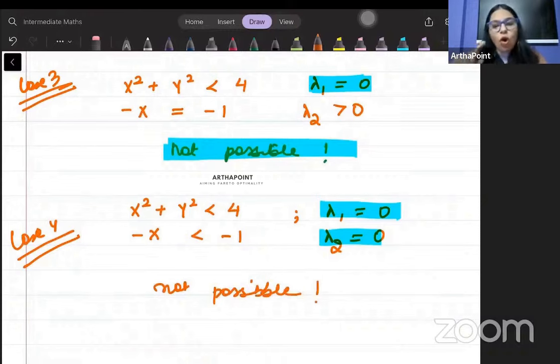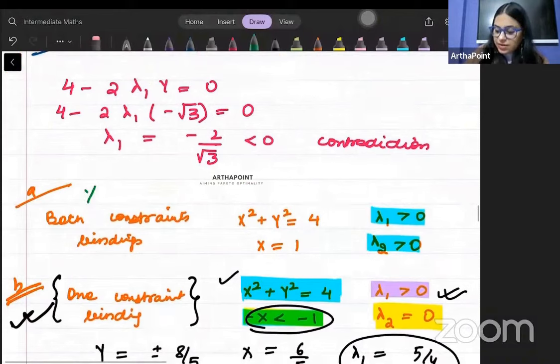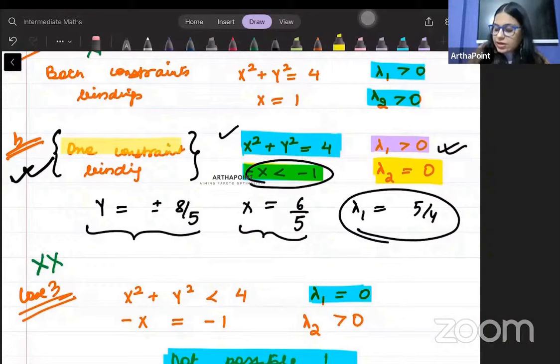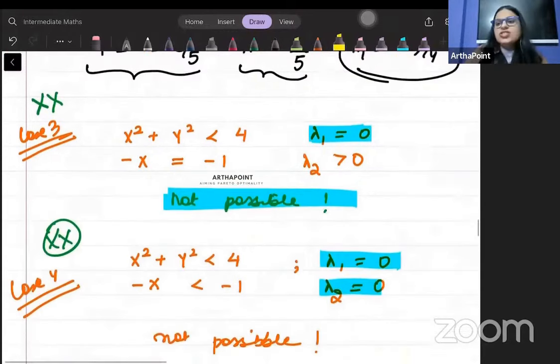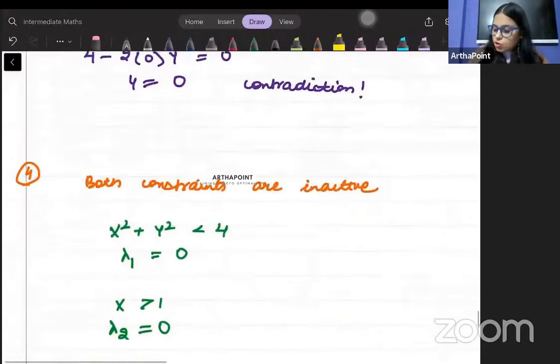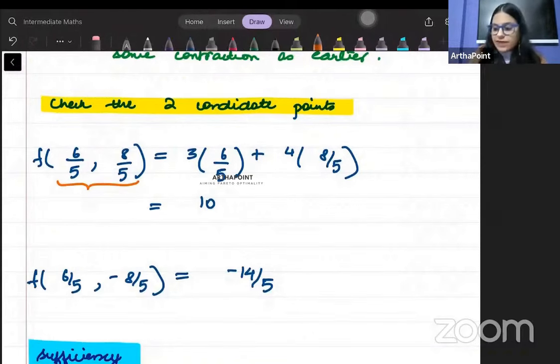So we have checked all permutation and combination and we have got that case 4 ठीक नहीं है, case 3 भी ठीक नहीं है, case 1 भी ठीक नहीं था, and there is only one case which is correct where we got that only one of the constraints is binding, और यहां से हमारे पास दो candidate points release हो गए हैं. So now I just have to check the value of the function at these candidate points. तो इन candidate points पे पहला candidate point आया 6/5, 8/5. इस पे मैंने function की value check कर ली.